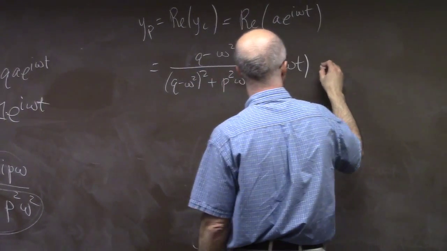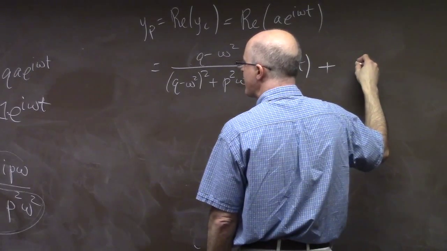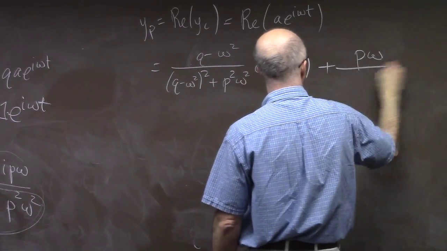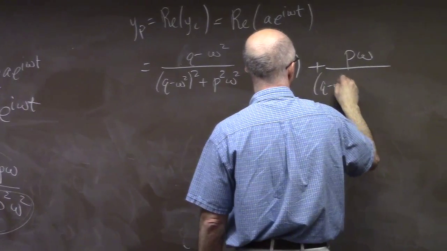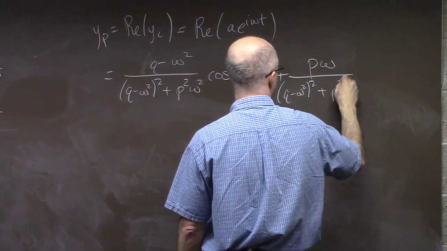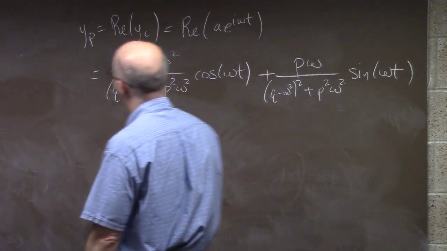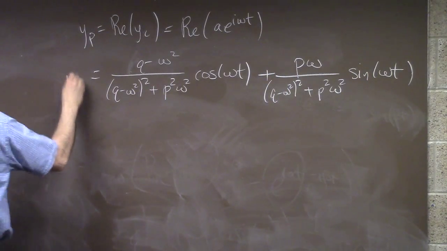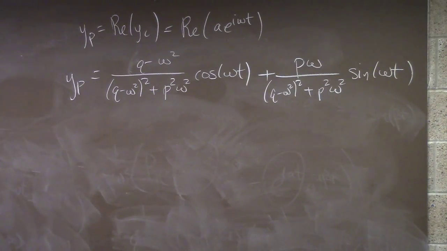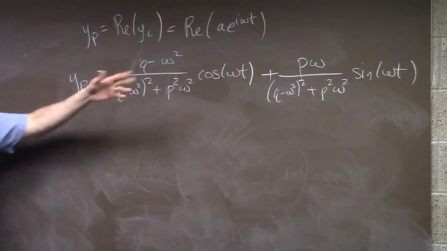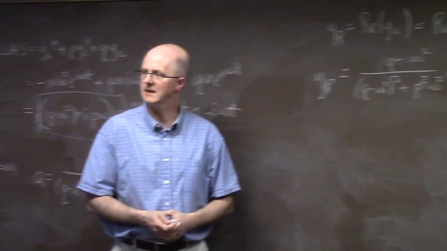You're going to get P omega divided by Q minus omega squared squared plus P squared omega squared sine omega t. That is yp in this general case. For your specific problems, for the most part, you'll have specific numbers. You'll do the same idea, but the answer will look simpler at the end. You do typically have fractional coefficients for the cosine and sine.